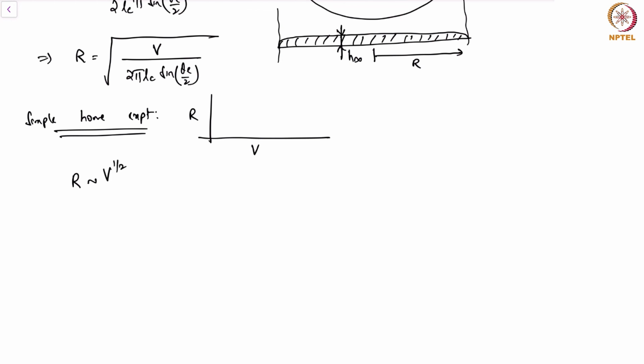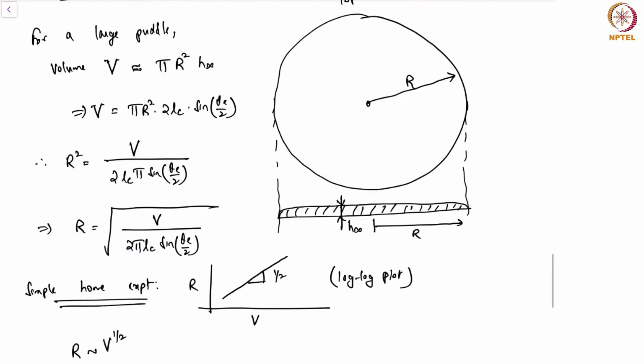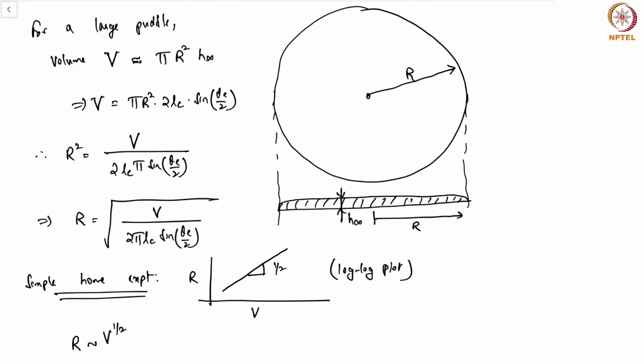So if you were to pour water, in the log scale, you should get a V power half. This is in the log plot. If you do a log plot, the slope should be half. So you can test this to see how good is the prediction that we've got using this very simple static analysis that we have done. Okay. So in this lecture we have seen the shape of the puddle. We have determined the radial extent of the puddle. This concludes the discussion on droplets on smooth surfaces.